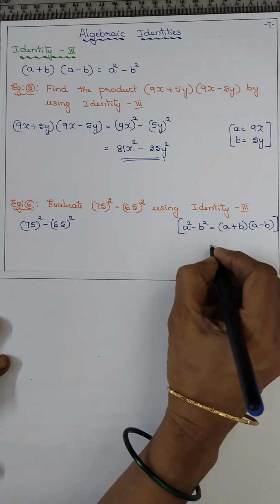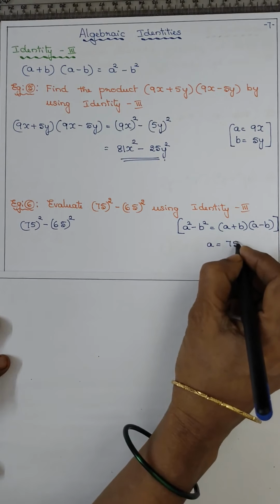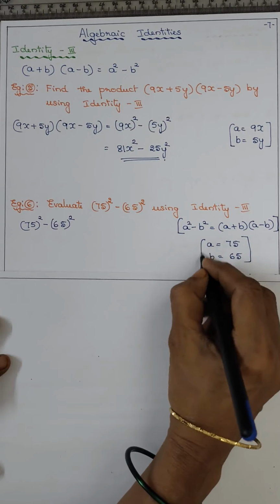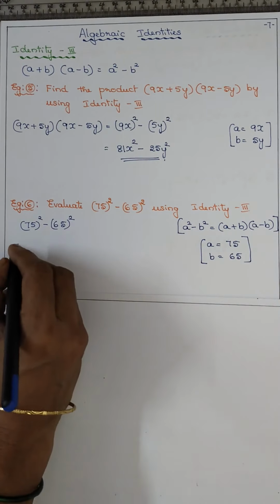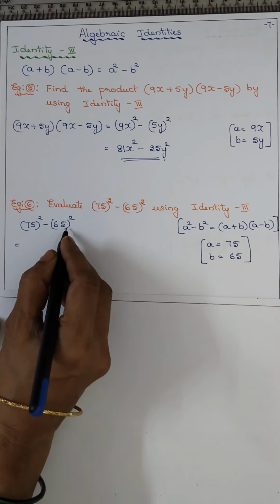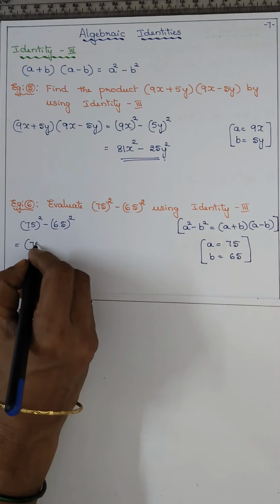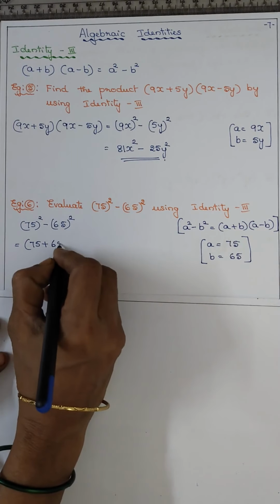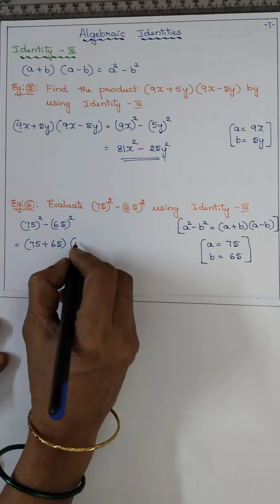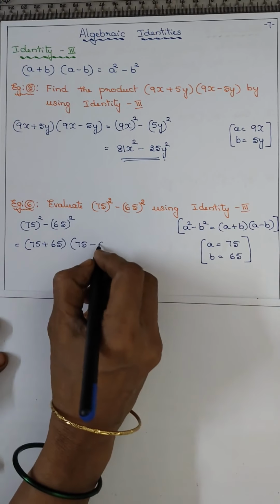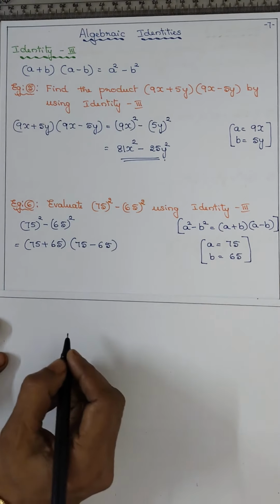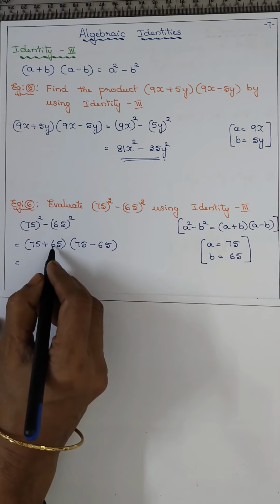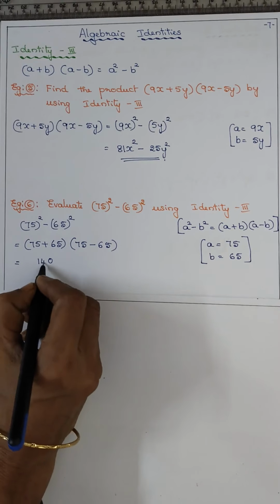A squared minus b squared is equal to (a plus b) into (a minus b). Now write a is equal to how much? 75. b is equal to how much? 65. Okay. Now a squared minus b squared is equal to a, 75, plus b, 65, now a minus b. Now add 5 plus 5, 10, 1 plus 6, 7, 7 plus 7, 14.